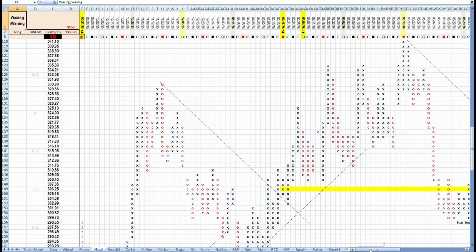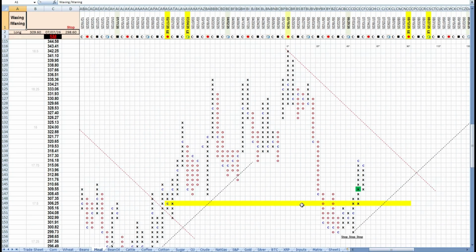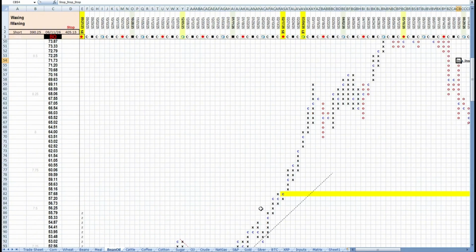Here's the meal. Again, the problem with the beans is the meal. It's a dog. We were above the solar eclipse, so we made a nice event low. And like I said in the last video, when we were down in here, I would buy the meal or meal calls instead of the beans, because again, if the meal don't go up, beans aren't going to go up. Now, oil's a different situation.